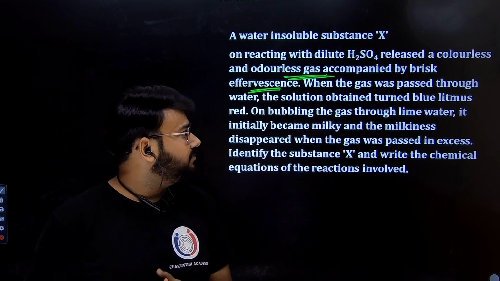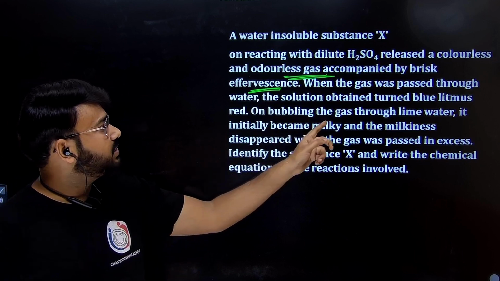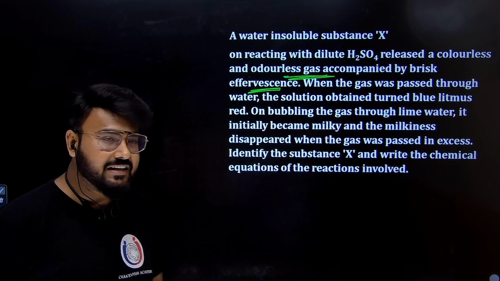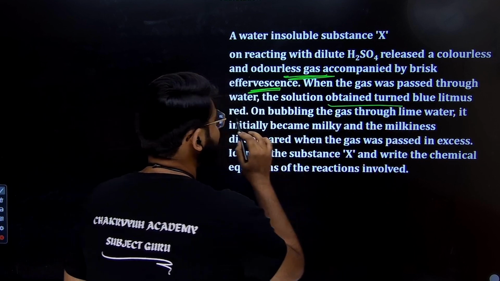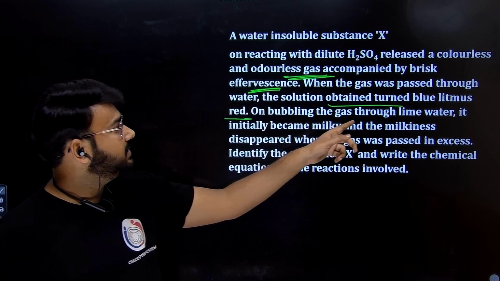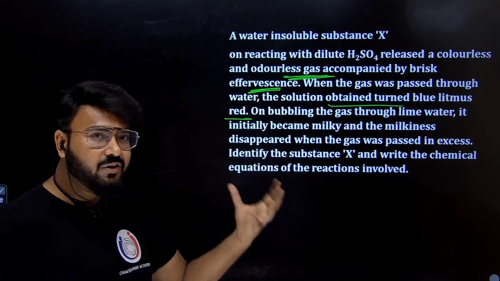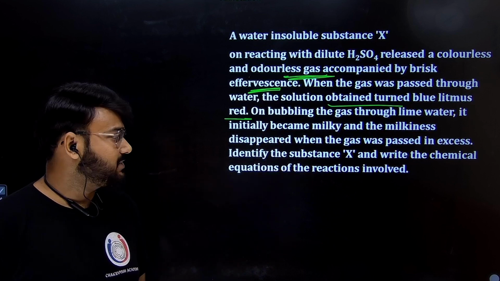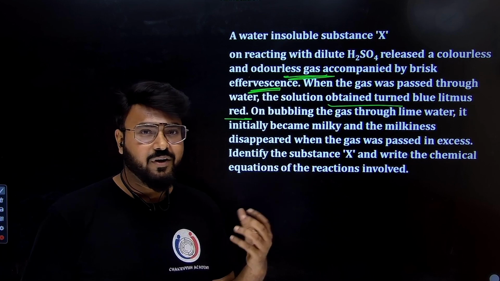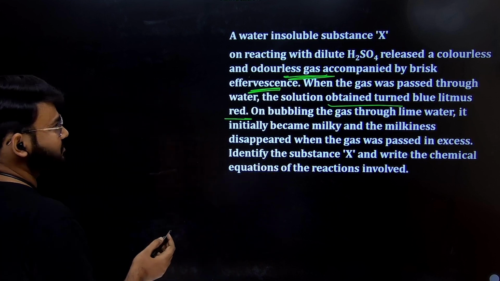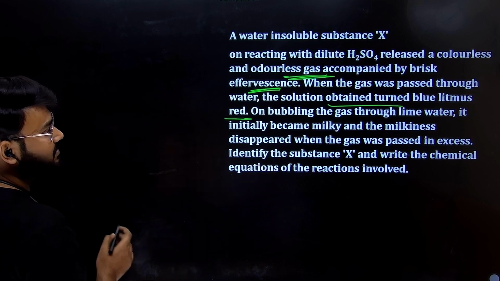So when the gas was passed through water, the solution turned blue litmus red. Okay, another confirmation for the gas. And it says on bubbling the gas through lime water, okay, it initially became milky, and then later on, when you further kept passing the gas, the milkiness disappeared. So I think we have got our answer. We know which gas it is talking about.